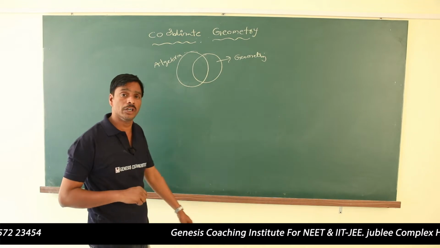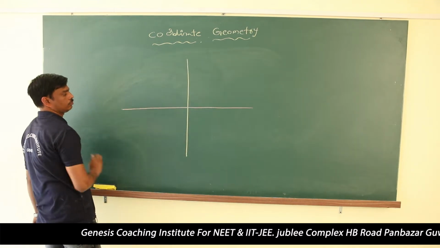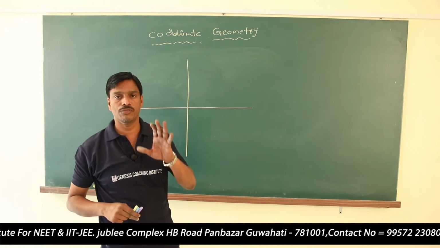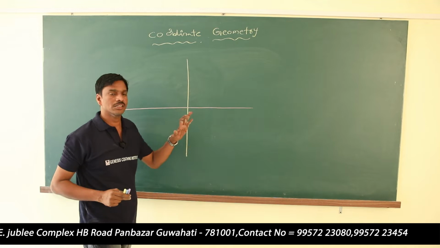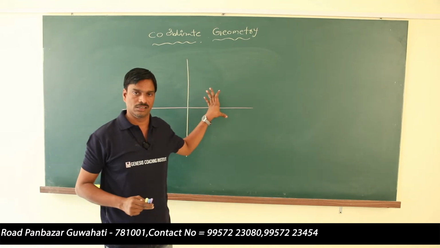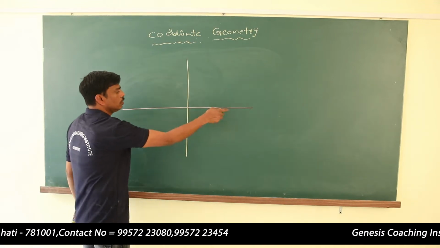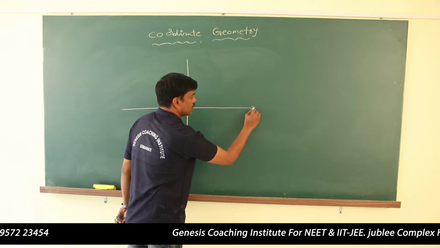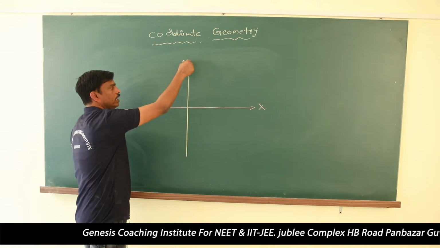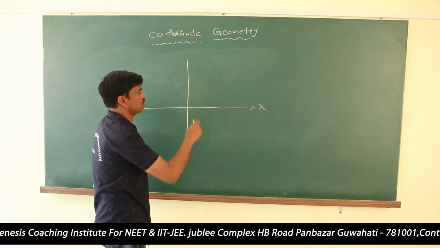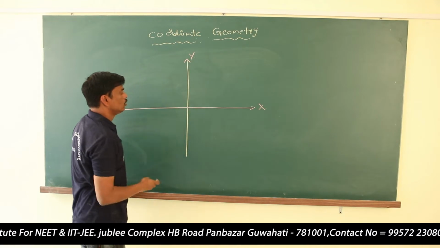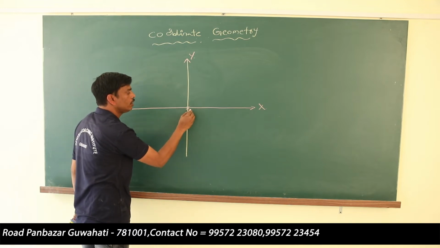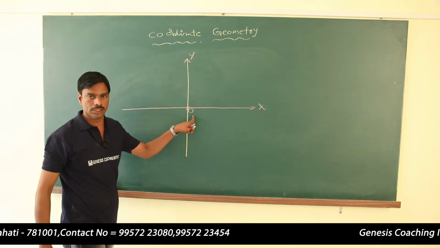What is the rectangular coordinate system? The rectangular coordinate system is formed by two intersecting perpendicular lines. The horizontal number line is called the x-axis, and the vertical number line is called the y-axis. These two lines intersect at the point O. This is called the origin.